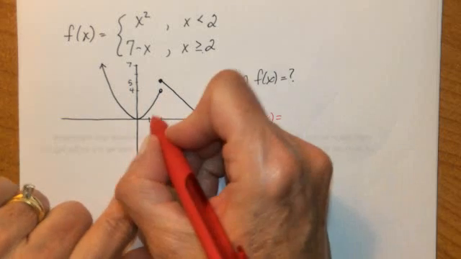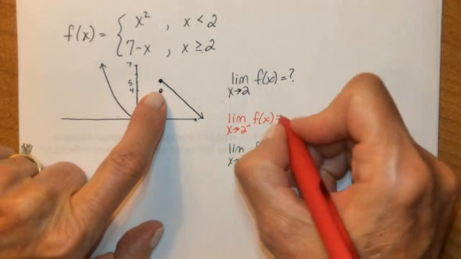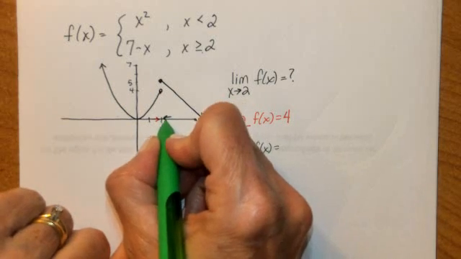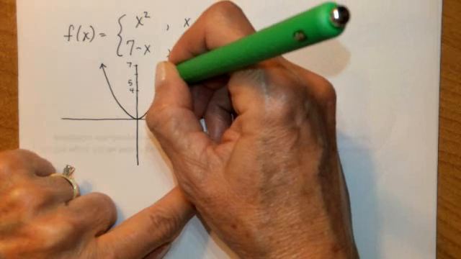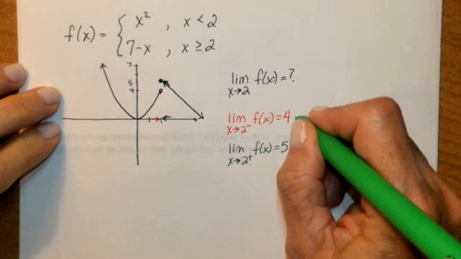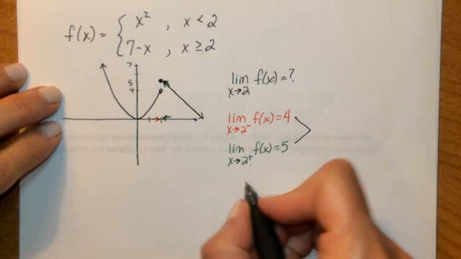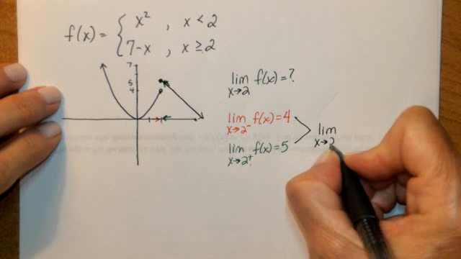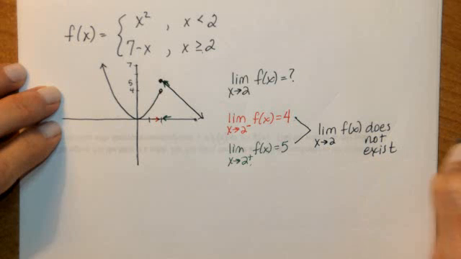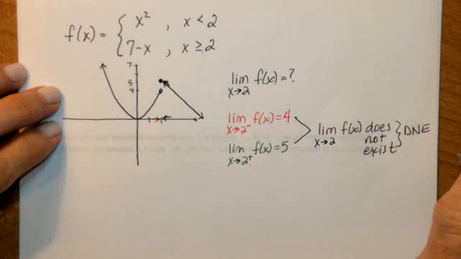So from the left, as x approaches 2 from the left, our y value is approaching 4. So the y value would be 4 there. But from the right, approaching 2 from the right, our function value is approaching 5. Right? So these two values this time are not equal to each other. Therefore, the limit as x approaches 2 does not exist. We abbreviate that DNE, does not exist. Okay?